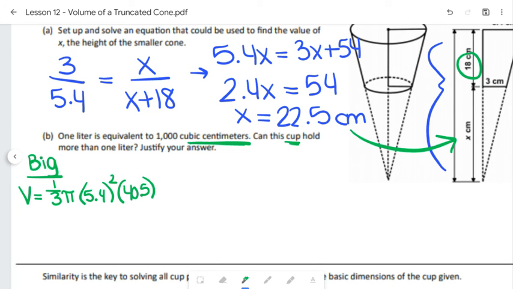I'm going to plug that whole thing into my calculator just as is. So I'm looking at 1/3 pi, r is 5.4 squared times 40.5, 1,236.719.